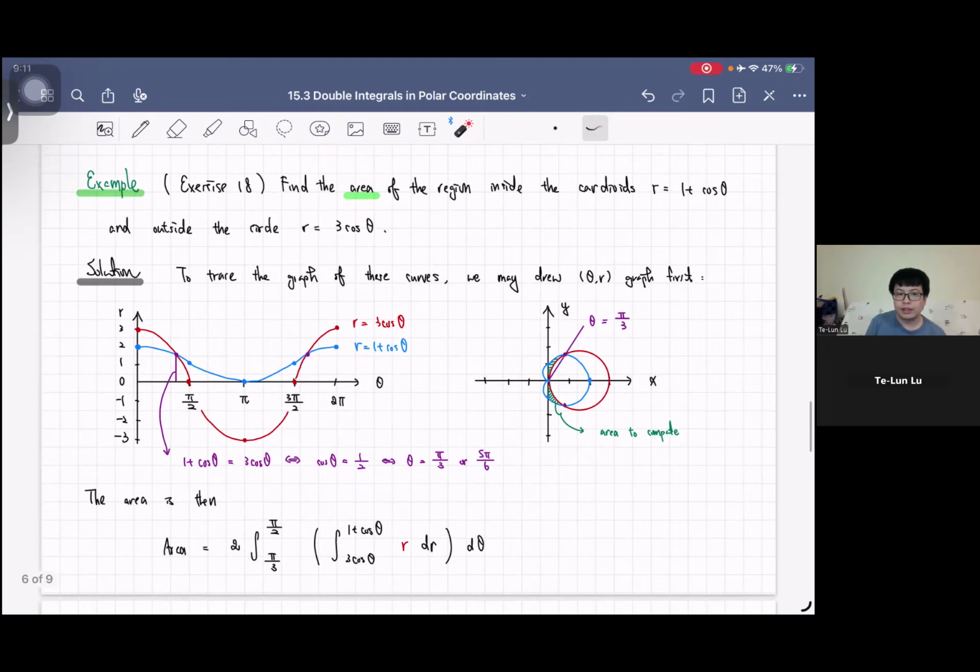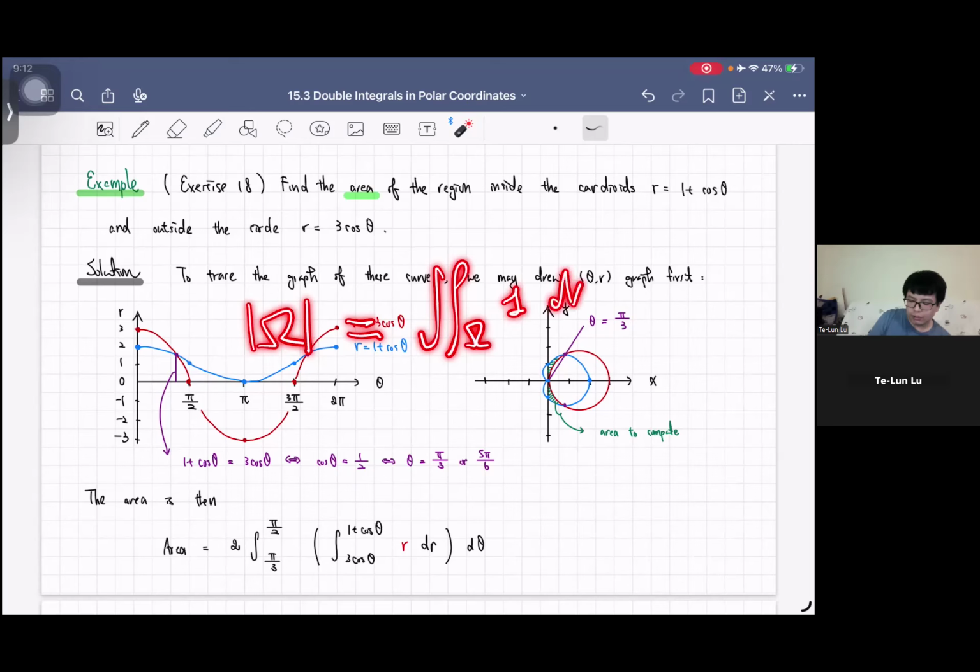So how do you integrate this? Area is basically the double integral over 1, right? On that particular region we integrate, let me write it down. The area for omega is simply this guy, right? We integrate 1 over that region. So if you want to translate it into polar coordinates, you have to add the extra r here. Don't forget the Jacobian. And we change the boundary correspondingly.